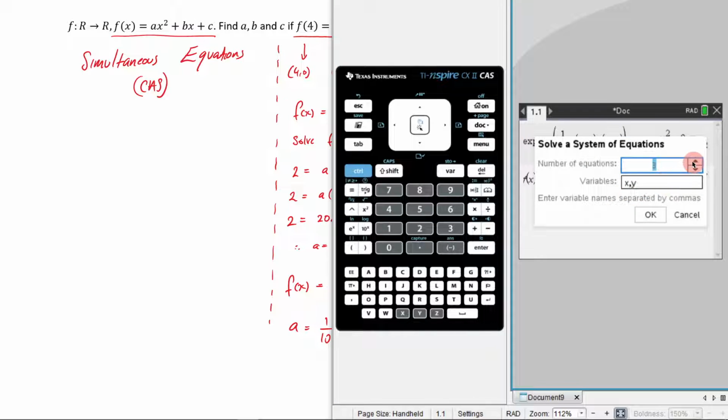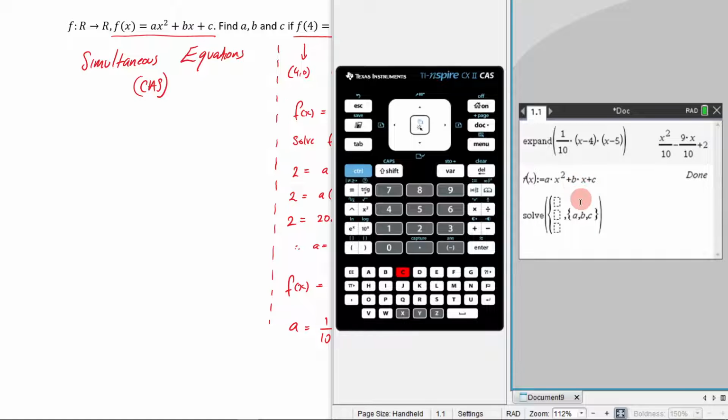There are 3 that I need to solve for, a, b, and c. And then I'm going to change this to a, b, and c. Once I've done that, the next thing that I'm going to do is say, all right, f of, now this is where you've got to be careful, f of 4 is equal to 0, f of 5 is equal to 0. And the last one was f of 0 is equal to 2. Just like that. Then we hit enter.